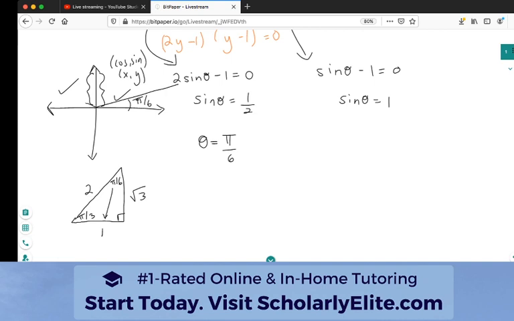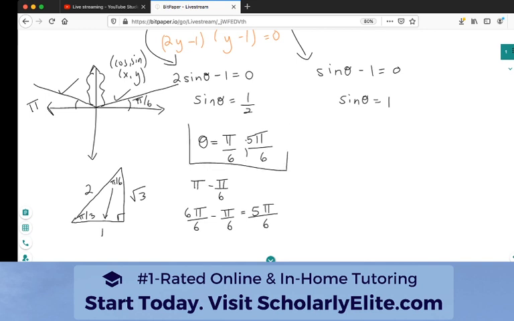And I also want to know this angle, the same amount off of the x-axis. The way that I do that is I say, well, if the x-axis here is at pi, I need to go pi minus pi by 6. So that's pi minus pi by 6, which becomes 6 pi by 6 minus pi by 6, and that's 5 pi by 6. Okay, so those are my two angles, 5 pi by 6 and pi by 6 for this part. And remember, we only care about 0 to 2 pi, so that's why we're not expanding on that.